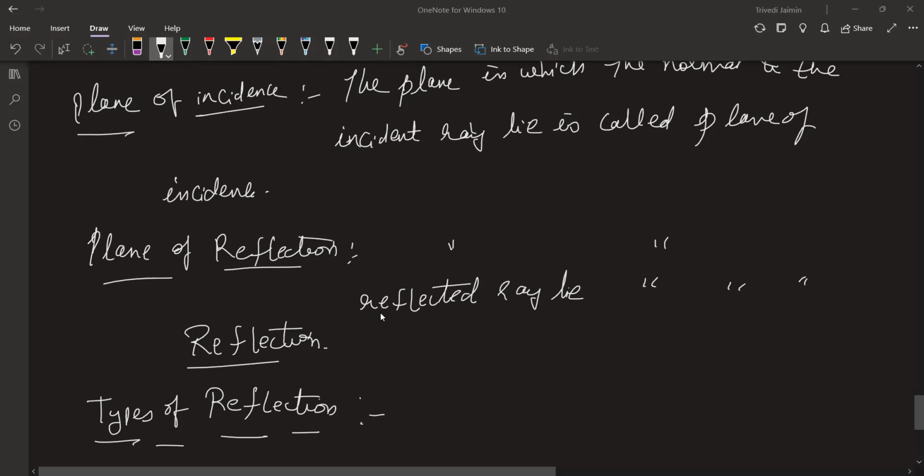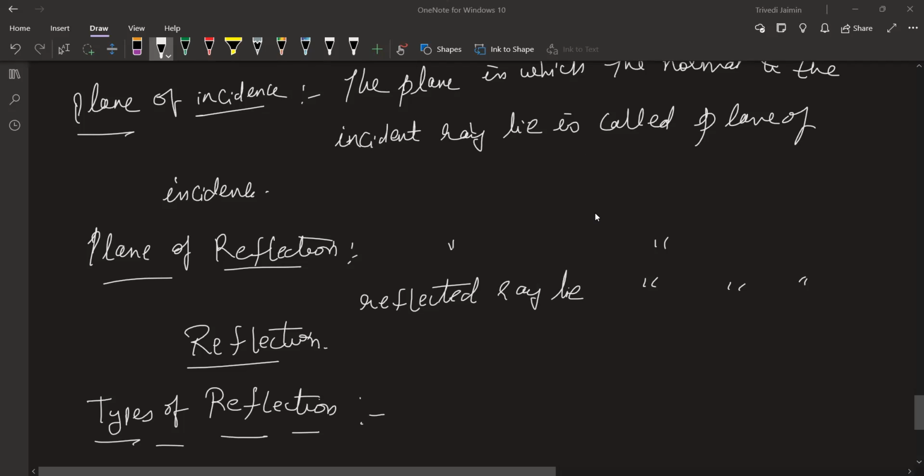Sir, I'm not sure what types of reflection. Not sure? Okay, no problem. Anyone want to try? Types of reflection? So regular and irregular. Yes, perfect. Regular and irregular. Will you try explaining each?